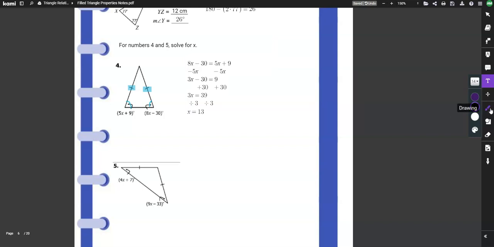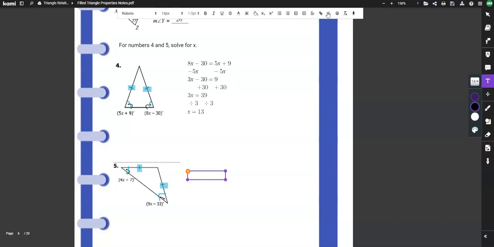Same thing for number 5. We have two sides marked congruent. So that again indicates to me that these base angles are also congruent. Anytime you see the congruent markings for the sides, you should mark the opposite angles congruent as well. If you see that the angles are congruent, you should mark the sides congruent every time.